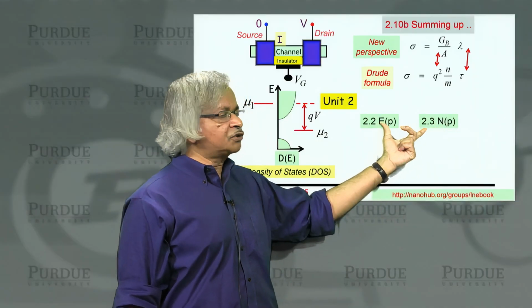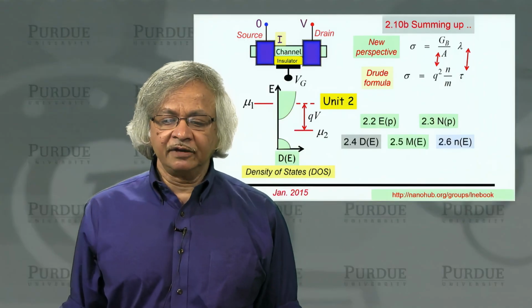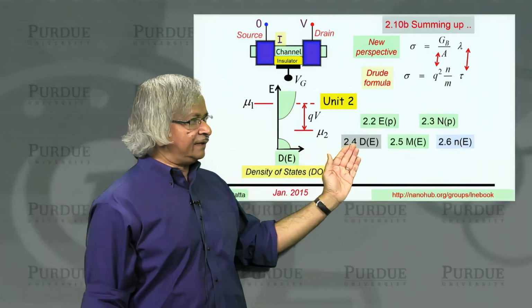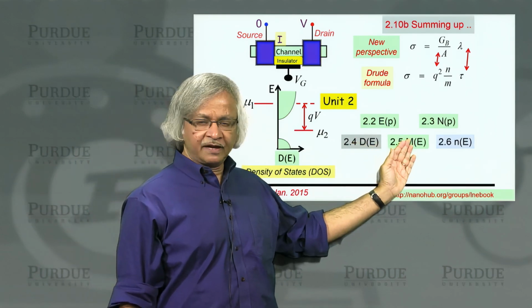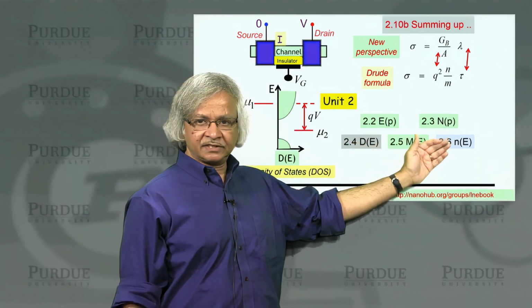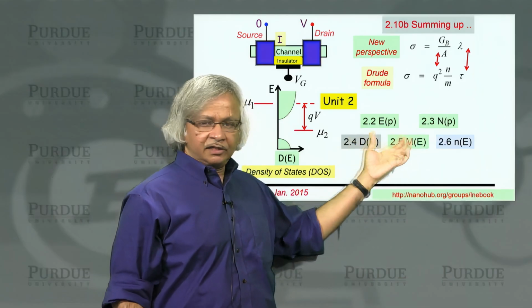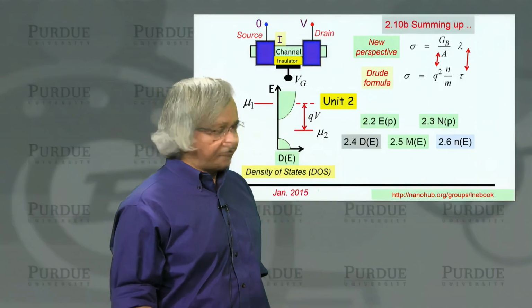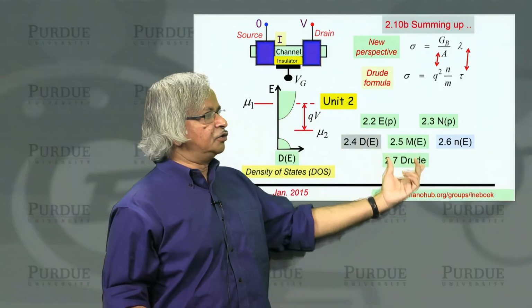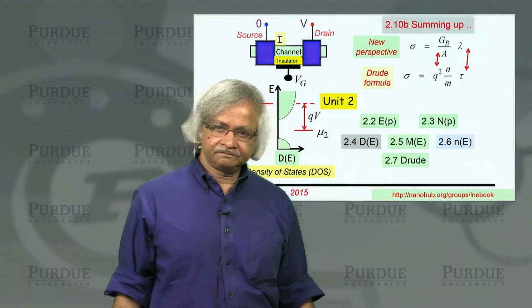And once you have these two inputs, you could combine them to get these various quantities of interest, namely density of states, that's lecture 4, number of modes, lecture 5, electron density, that's number 6. And once you had these quantities which enter the expression for conductivity, we were ready to connect it to the Drude formula. So that's what we did in lecture 7.